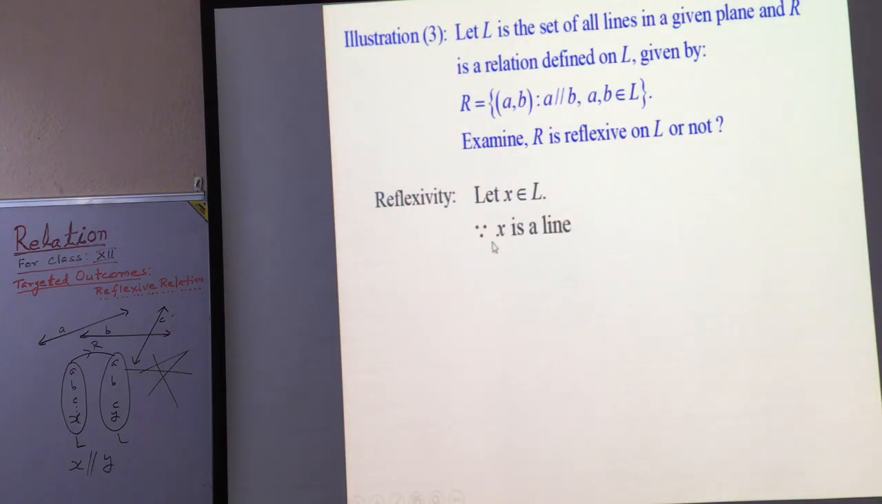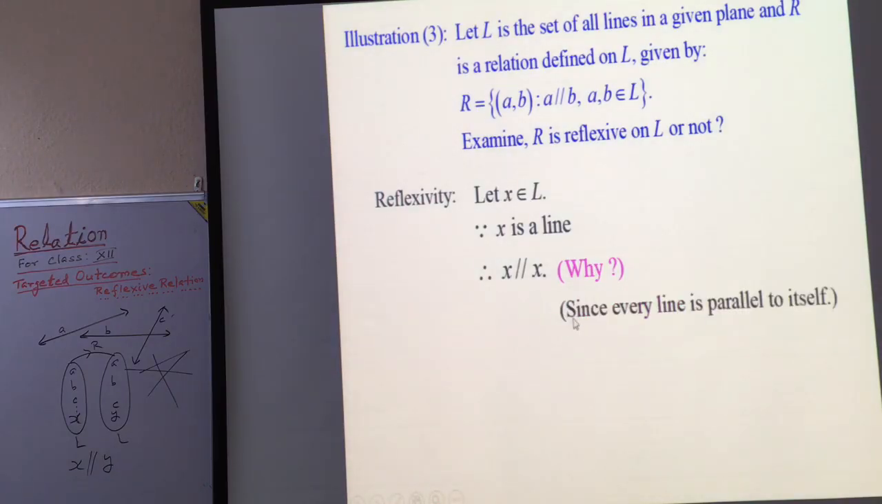So, since X is a line, therefore X will be parallel to X. Is it clear? Why will X be parallel to X? So simple. Since every line is parallel to itself, X is parallel to X. This implies X is related with X, because this is the definition.